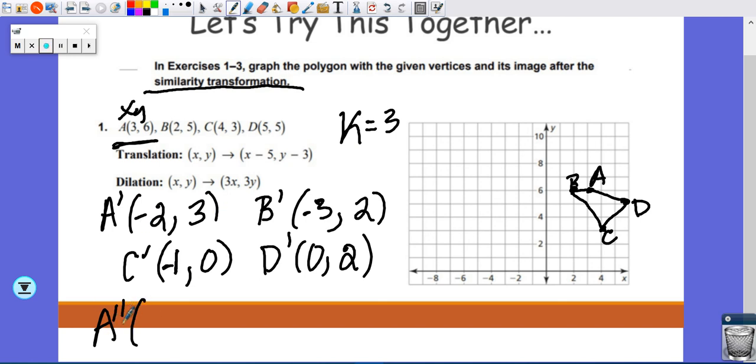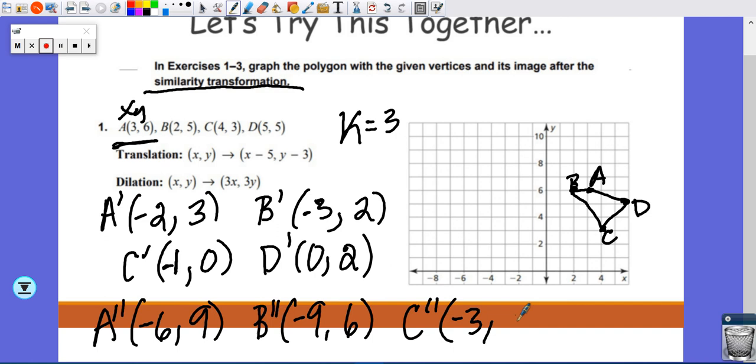So my final result, which is going to be A double prime, is negative 2 times 3, which is negative 6, and 3 times 3, which is 9. My B double prime would be negative 3 times 3, which is negative 9, and then 3 times 2, which is 6. My C double prime would be negative 1 times 3, which is negative 3, and 0 times 3 is 0. And then my D double prime is 3 times 0, which is 0, and then 3 times 2 is 6.